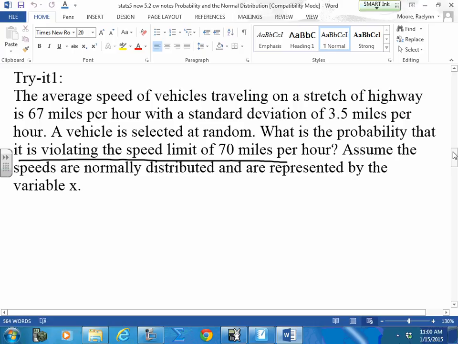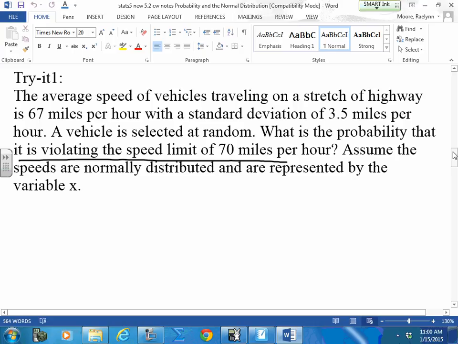Yeah, but that's different. That's a different problem. That's your z-score right there. Round it to 2 decimal places. So meaning violating the speed limit means going over 70 miles? Yep. That's going to be our cutoff point. So 70 and above violates your speed limit.